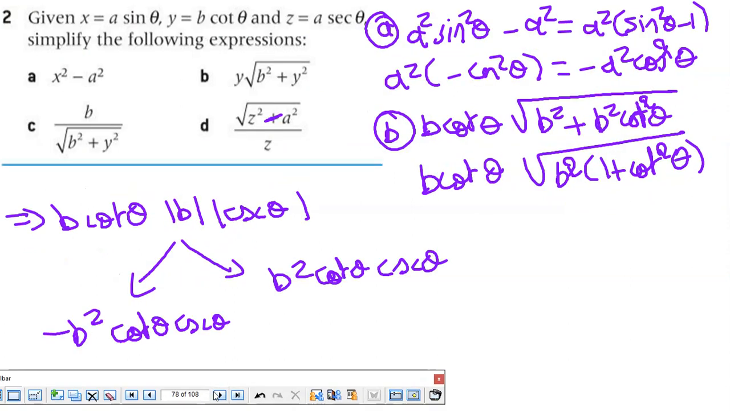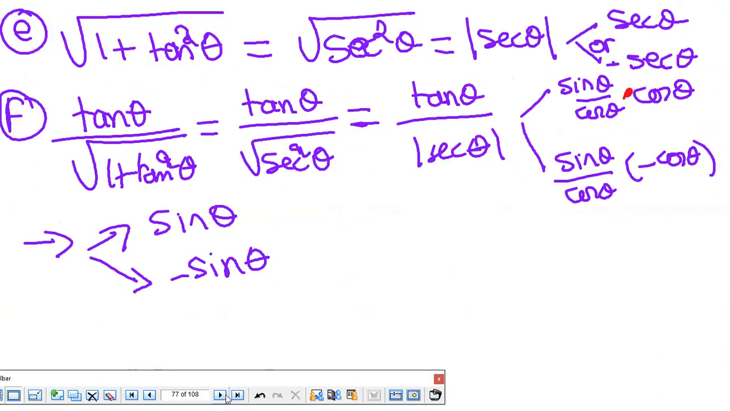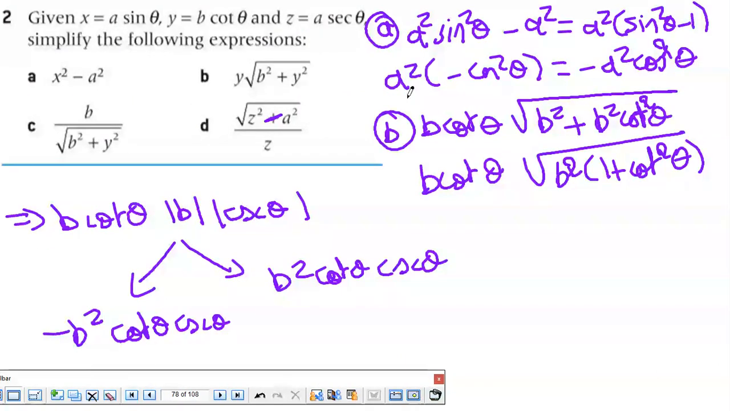Exercise 2. Again, same thing. I need to simplify the following expression. X squared is a squared sine squared theta minus a squared. Now, if I factorize by a squared, I will have a squared times sine squared theta minus 1. What is sine squared minus 1? It's minus cosine squared, it's not cosine. Look at it here. Sine squared theta minus 1. So I would take the 1 here, the cosine to the other side. So it's minus cosine squared theta. And then the answer is minus a squared cosine squared theta.